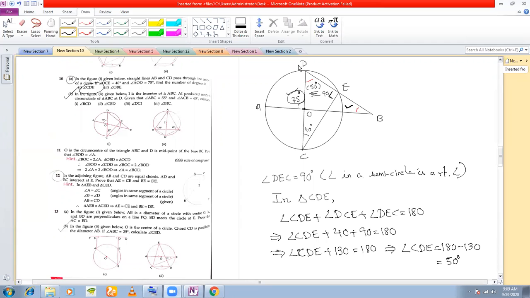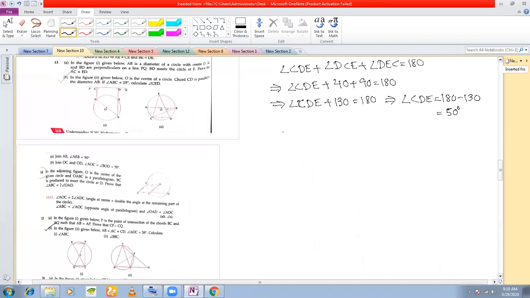Yes, sir. Okay, Aniket agrees. Who else disagrees? These two are the interior opposite angles in this triangle, and this one is the exterior angle of this triangle. So we know that the exterior angle of a triangle is the sum of the interior opposite angles.